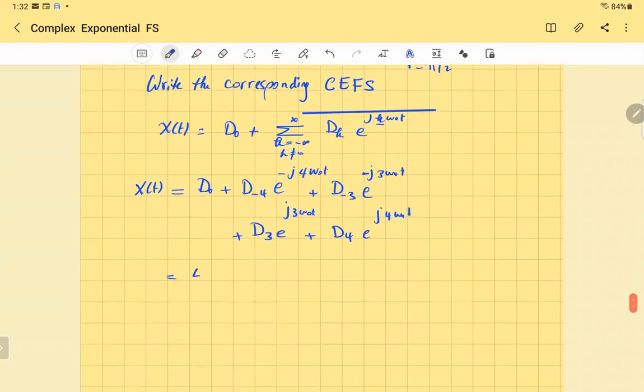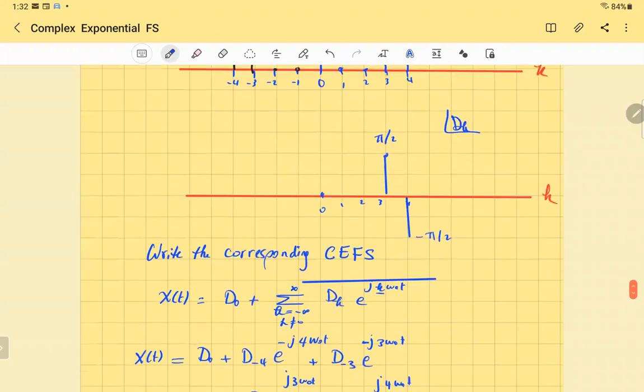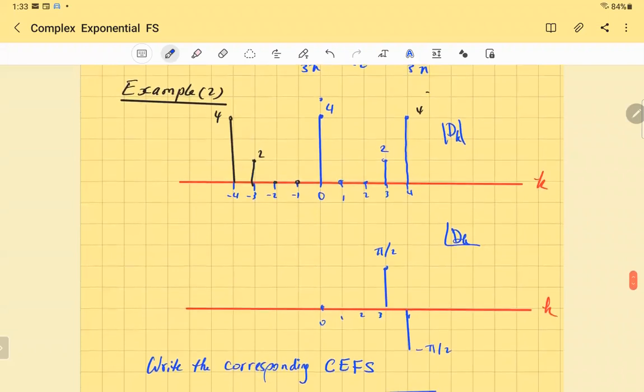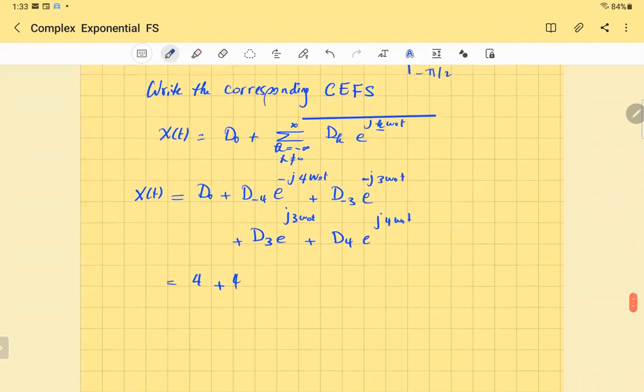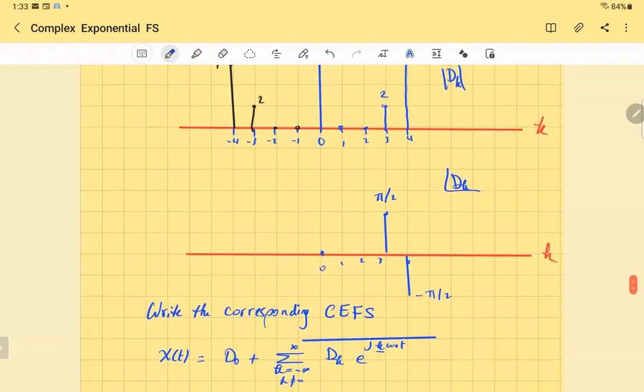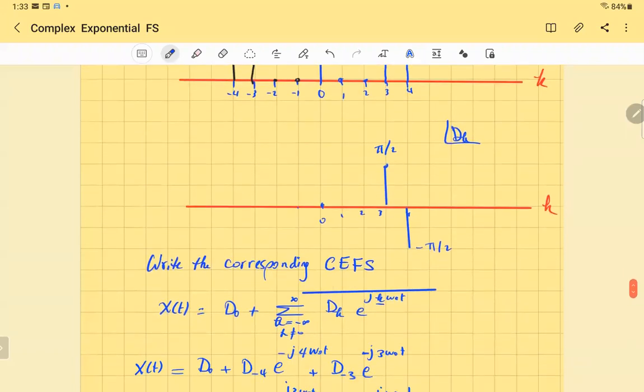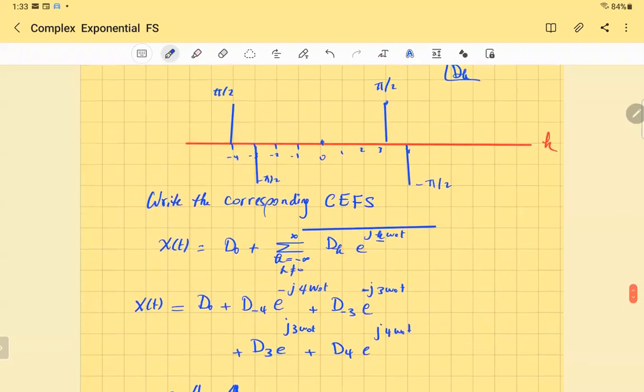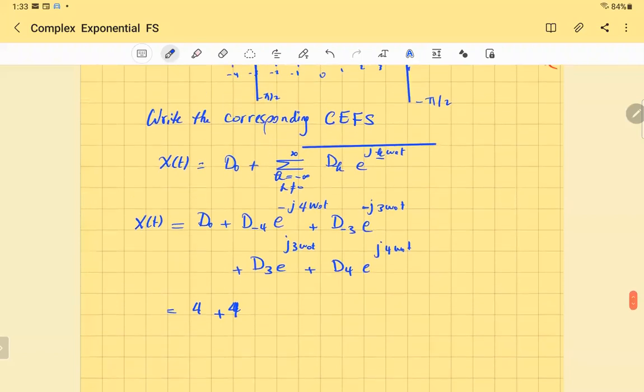So now what's d naught? 4. That's right, so you write 4. Plus d minus 4, the magnitude 4, and the angle. Because this is the magnitude, the angle at 4, at negative pi over 2, if you flip it, will be pi over 2. And at negative 3, pi over 2 will be negative pi over 2. So the angle of negative 4 is equal to pi over 2. How do you express it? Do you know how to express pi over 2?